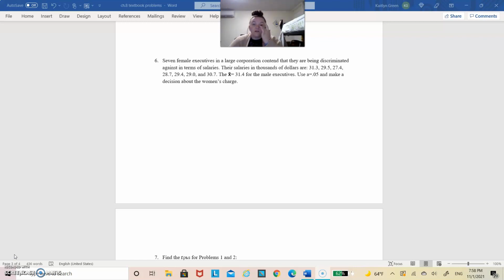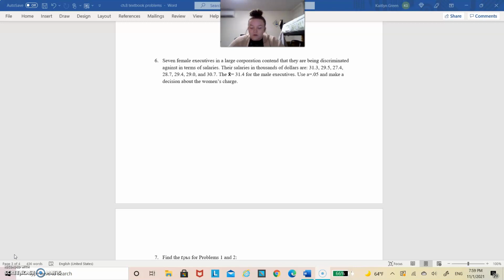This is a problem that's kind of easy to get confused about, because it seems like there's no direction, since it just says make a decision about the woman's charge. However, they are saying that they're being discriminated against, which would insinuate that they have a lower average salary than the males do. So we know that we're going to have a one-tailed test because we are going after a less than value. We will be doing a t-test on this one, and our equation is going to be x bar minus mu divided by the standard deviation of the x bar.